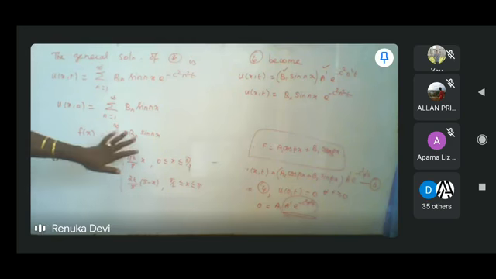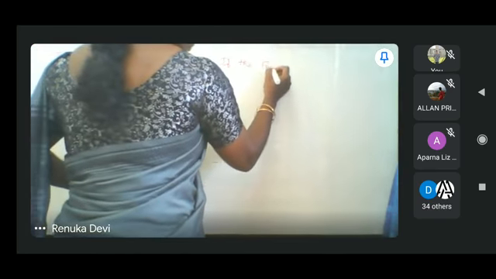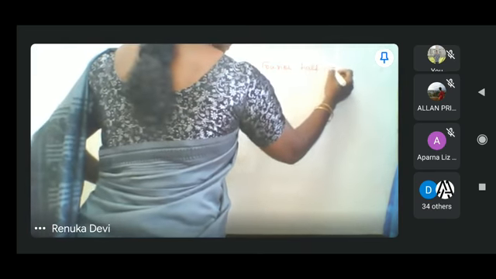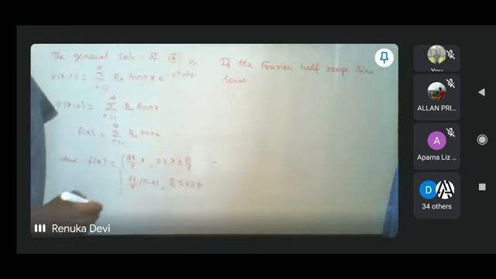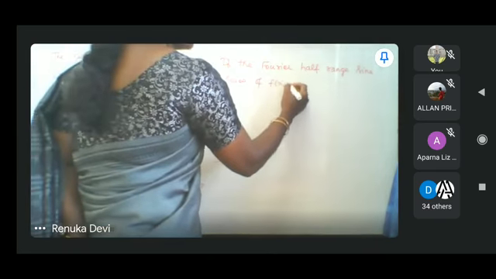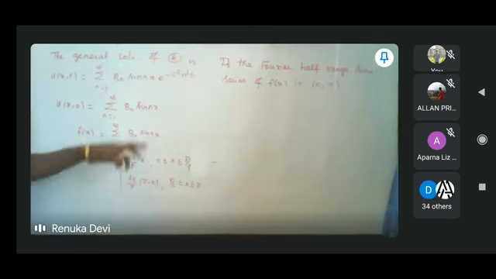But here it is bn sine nx, therefore we can consider the Fourier sine series. In particular, we can consider the Fourier half range sine series. Okay, so if the Fourier half range sine series of f of x in 0 comma pi. Here this is also valid in 0 comma pi. Therefore, we consider the Fourier half range sine series for this f of x in the interval 0 comma pi.